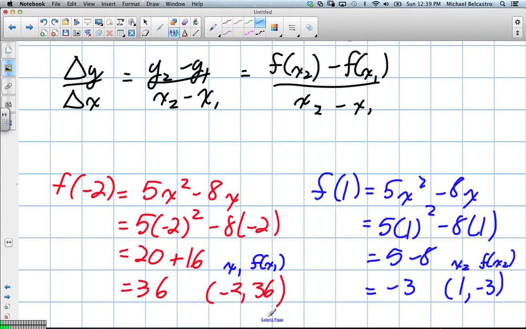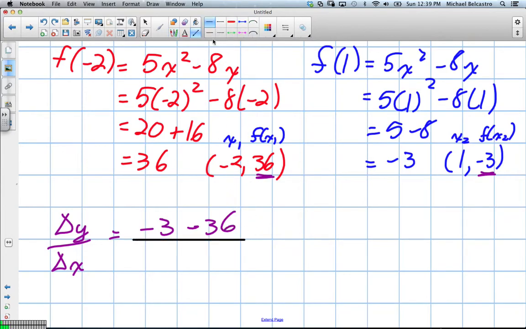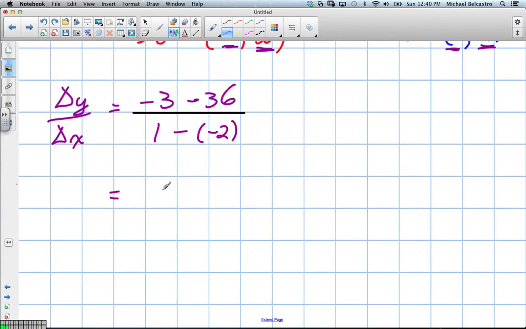So we just got to find the slope. Once we have these coordinates, we do our slope formula. So change in y over change in x. So our f at x2 is -3. Subtract f at x1, which is 36, divided by x2, which is 1, subtract x1, which is -2. Okay? This will become -39 over 3, which becomes -13.